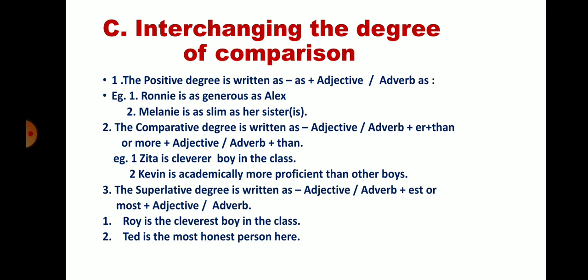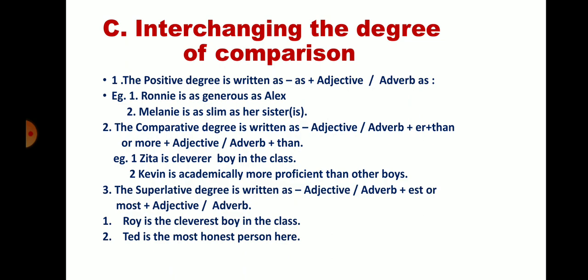Zita is a clever boy in the class. Zita is cleverer than other boys in the class. Kevin is academically more proficient than the other boys. So here they are showing that Kevin is academically more proficient than other boys. Whenever it is like more than, you have to use the word than. The superlative degree is written as adjective or adverb plus est, or most. So you have to use either est or most over here.